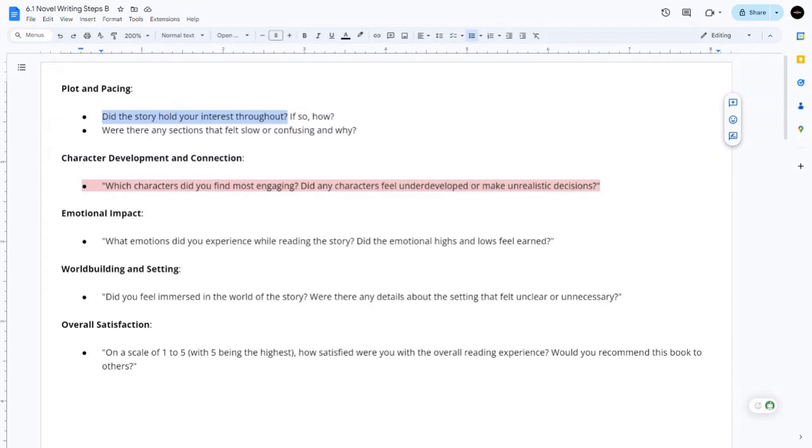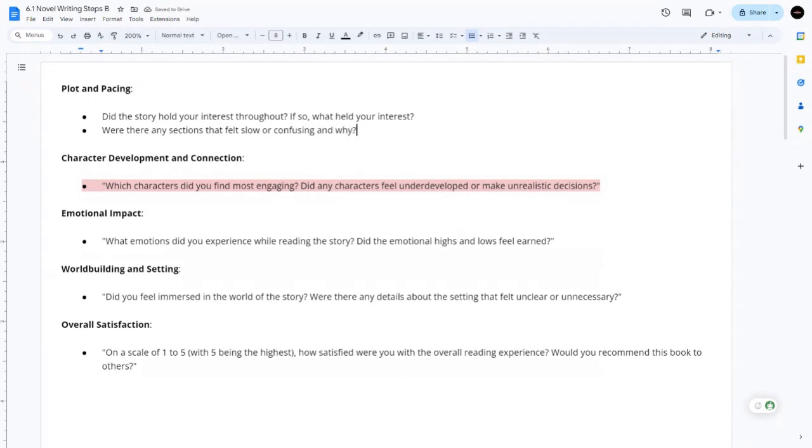So, did the story hold your interest throughout? That's a yes or no. So we want to add the element of letting them go into the answer, and that's why we say, if so, how? You could even say, if so, what held your interest? Were there any sections that felt slow or confusing? That by itself, if it was just like this, is a yes or no, because I could just say yes, no.